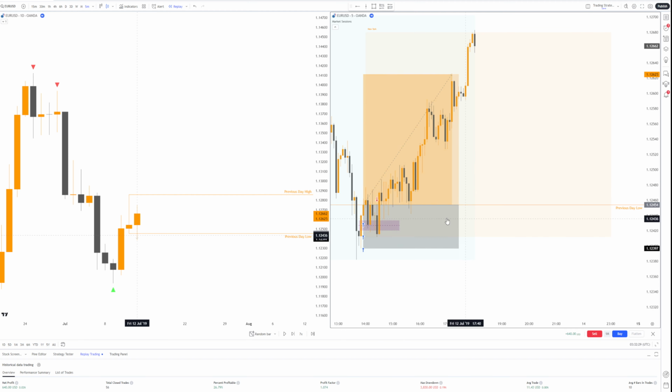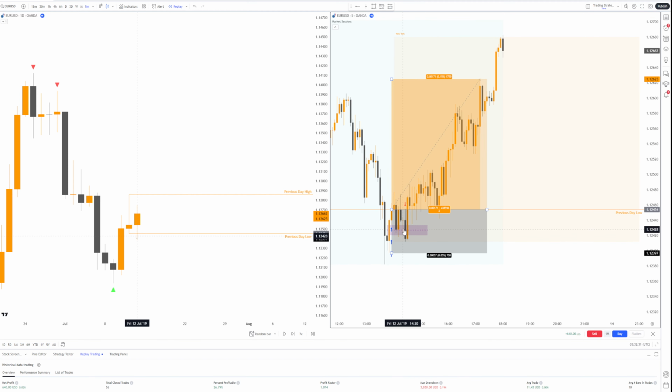So point to note with this strategy: if you do see an FEG, a 5-minute one, it's best to place a stop loss below the candle of that FEG. So in this case, you can see that we placed it below there.